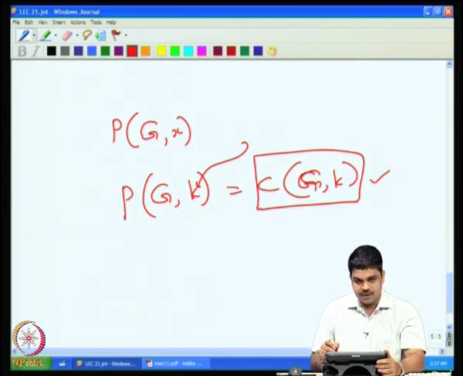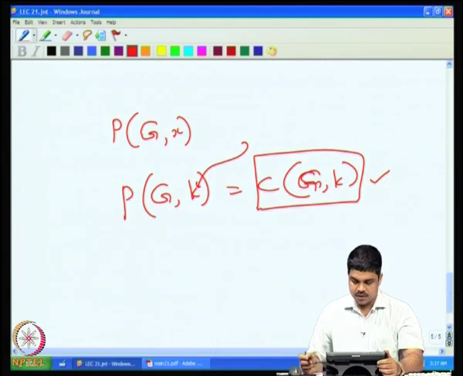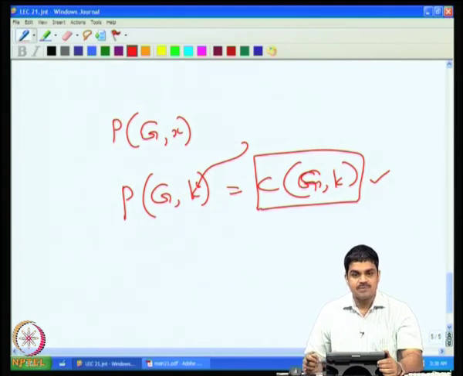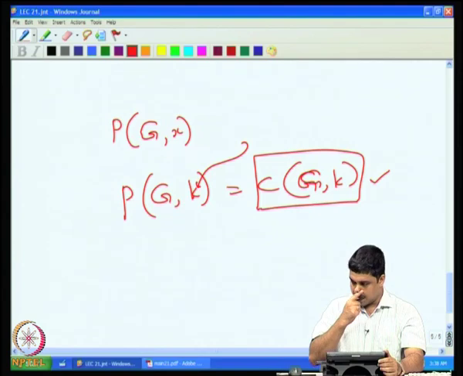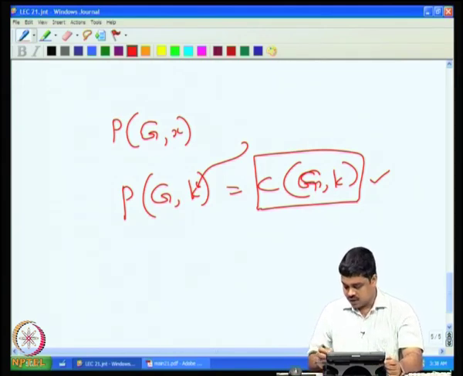So for instance, if the chromatic number was t, any number below t should give you 0, while above the chromatic number it should give how many times you can color it, right? So how many ways you can color the graph. So this kind of polynomial exists, and this is what we are going to prove now.